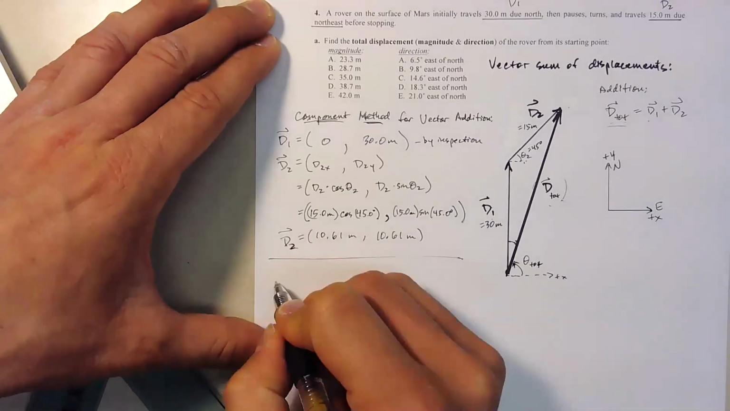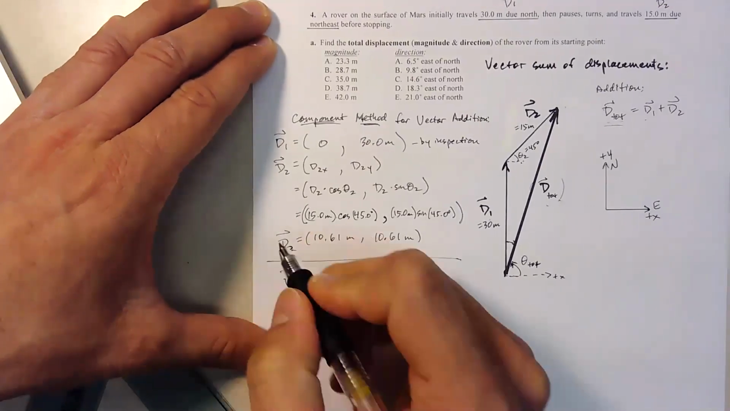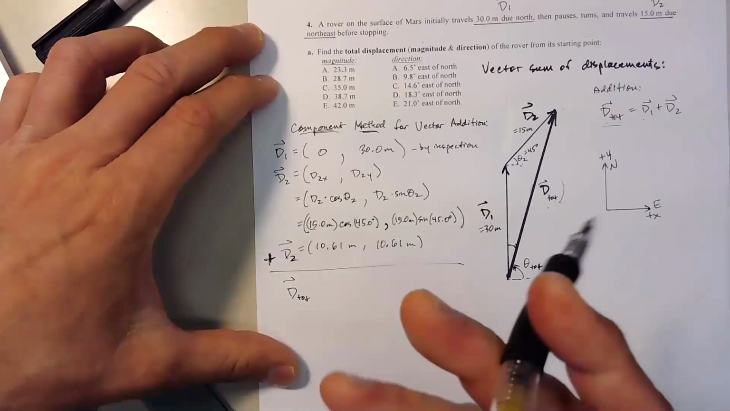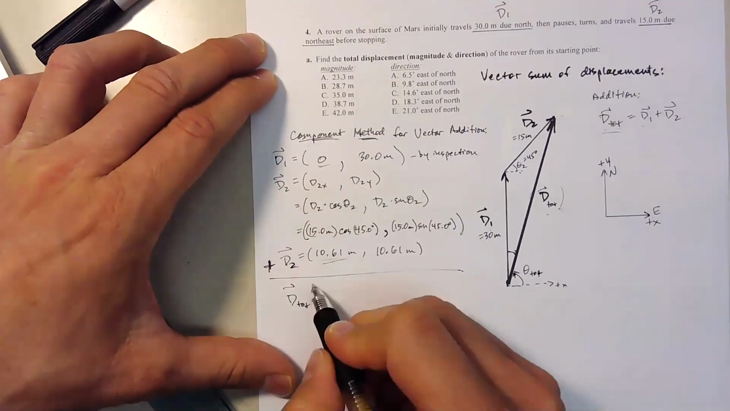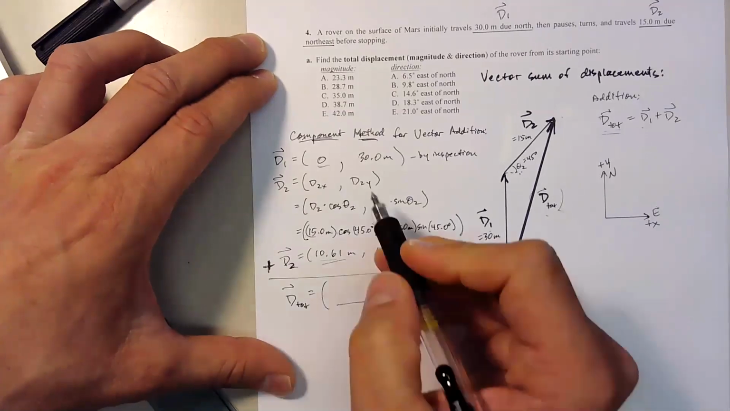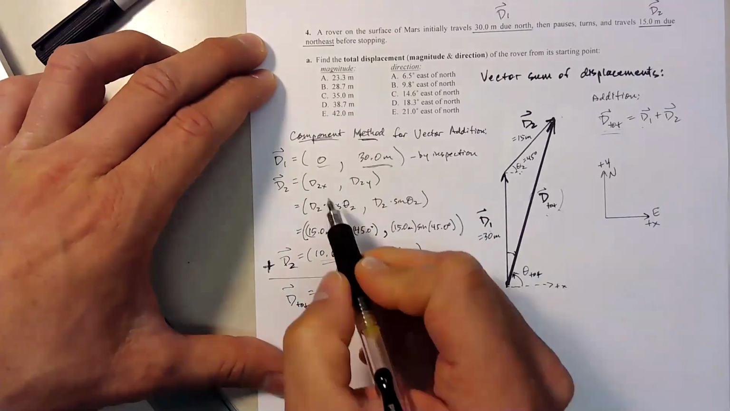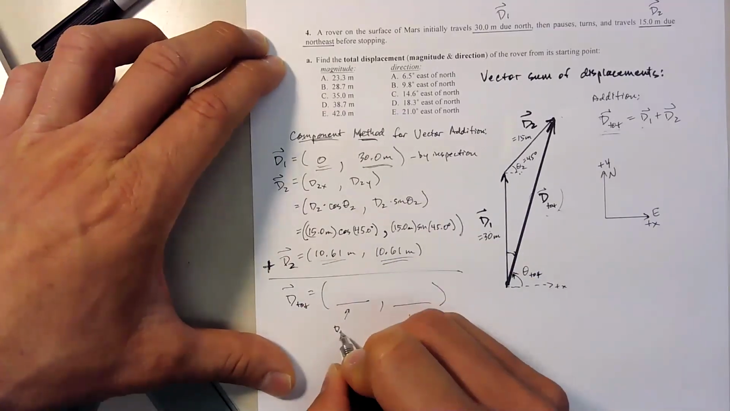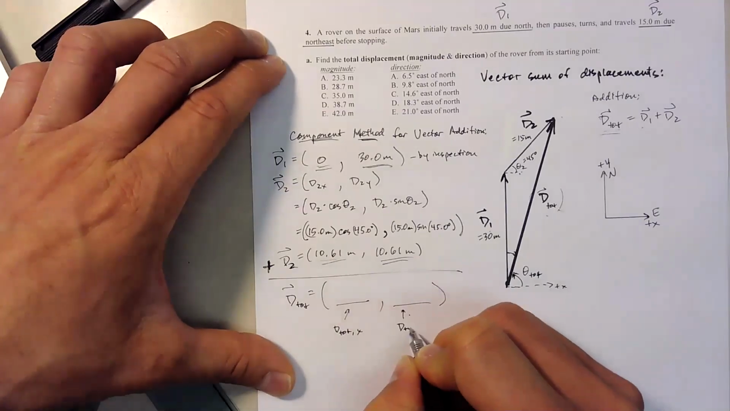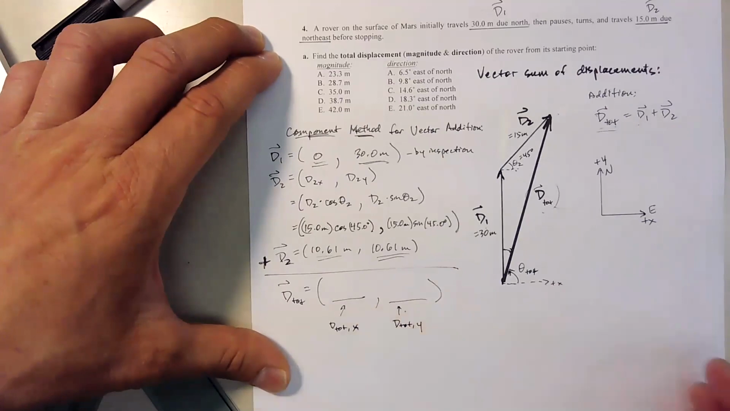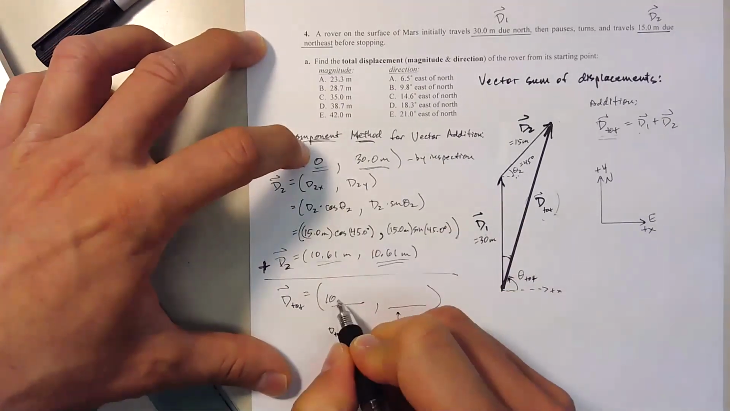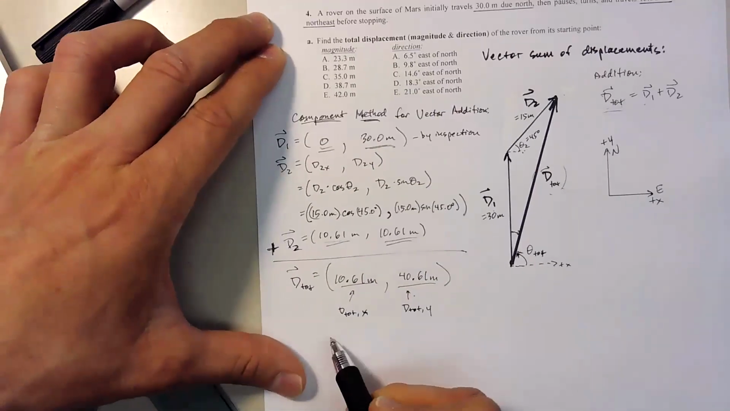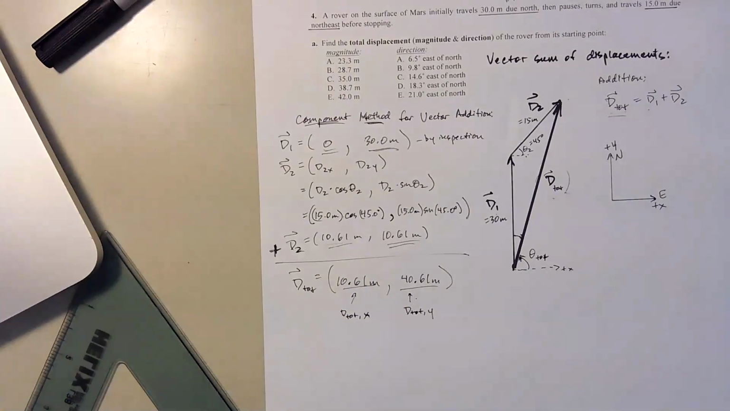So now, if I want to find out what D total is, I just do a big addition problem here, right? I'm going to add the x components of D1 and D2 together, and that'll give me the x component of D total. And the y components of D1 and D2, I'll add those together, and that'll give me the y component of D total. So I add up those x components, and I just get 10.61. And I add up the y components, and I get 40.61. Great.